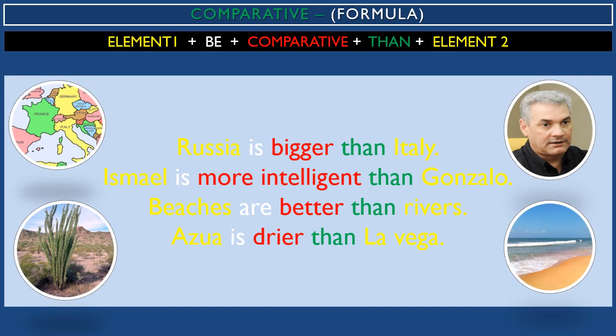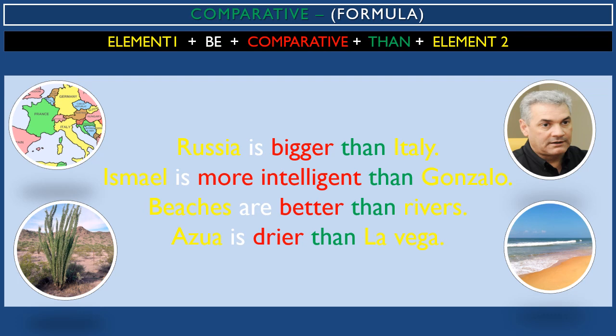Comparative. This is the formula to create sentences with the comparative. We have element number 1 plus the verb to be plus the comparative plus than plus element number 2. Here we see some examples. The first one, Russia is bigger than Italy.